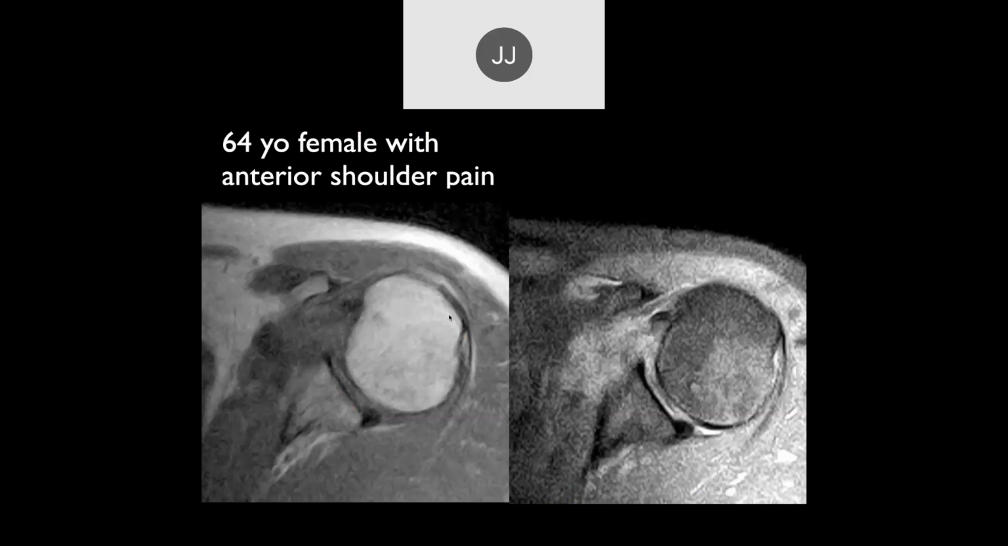Okay. All right, so we have a 64-year-old female with anterior shoulder pain. And on the PD fat sat imaging, it looks like there's a lot of edema kind of anterior to the glenoid and maybe even anterior to the coracoid. Yeah. So there's a lot going on here that may involve the subscap, but let's forget that. So maybe anterior to the coracoid there's a lot of edema as well. Yeah. So what's that over there?